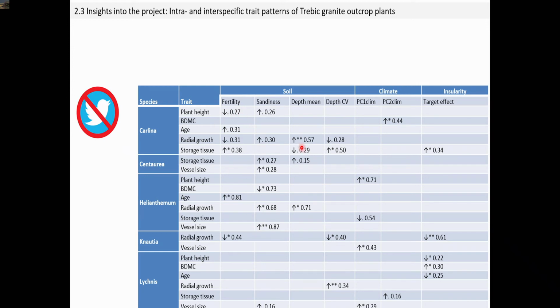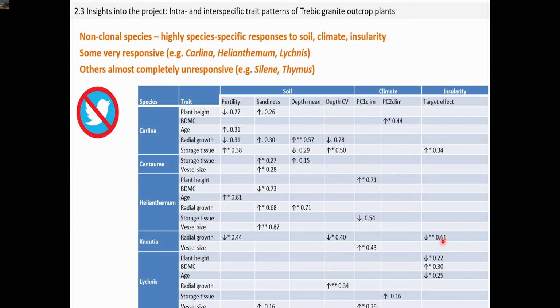Not only that, from the distribution of the relationship here, you can see that there are some species which tend to respond more to soil parameters, whereas others respond more to climate, and some pretty much nothing, or very little, but also there are some which are very nicely responding to insularity. So we can say that non-clonal species' responses are highly species-specific to variation in soil, climate, and insularity, with some being very responsive, while others are almost completely unresponsive.